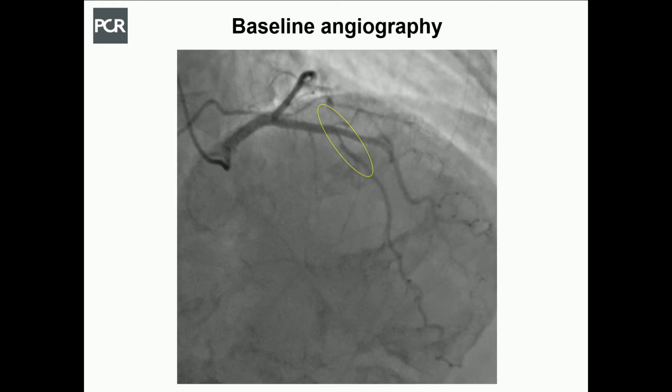On the baseline angiography, and probably partly participating in the angina, is a severe stenosis of the mid-LAD at a bifurcation location with a big diagonal branch, a Medina 010 bifurcation lesion.